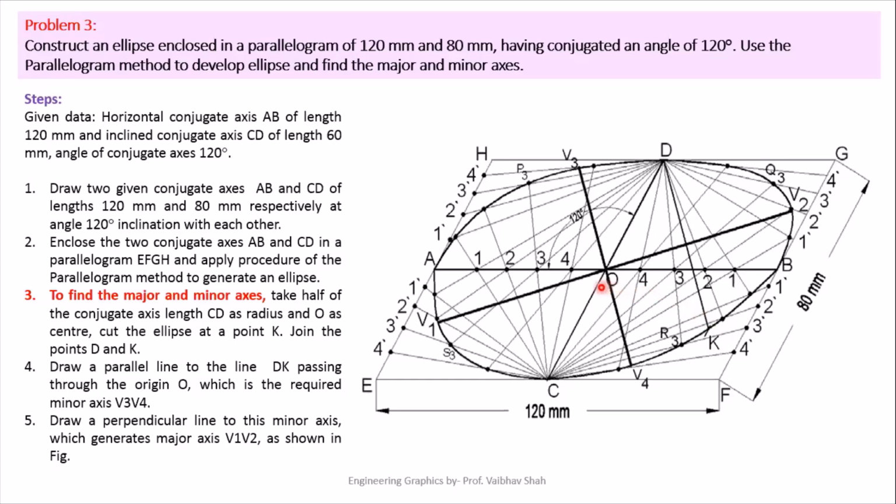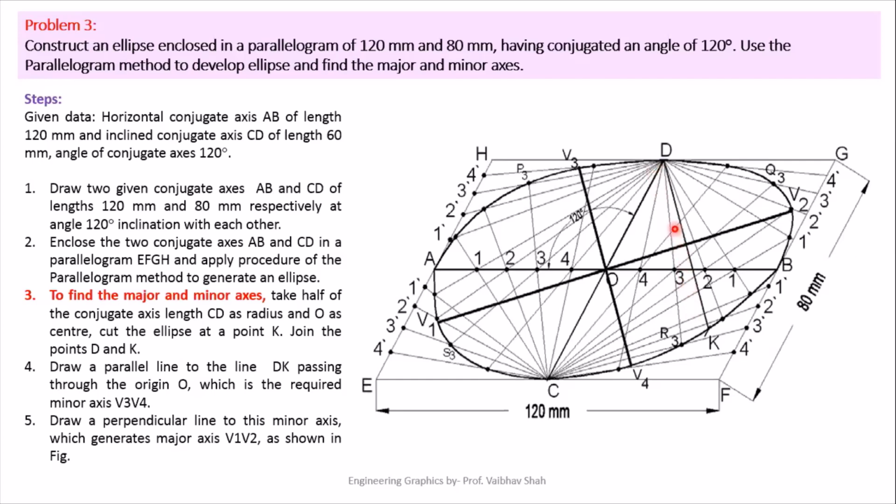So once again, you will take this O point as a center, O to D as a radius. You will draw one semicircle from your O point, and it will cut your ellipse somewhere here like this, and let's say this point as K. Now after getting this point K on your ellipse, connect your point K with your point D, and you will be having one line as you can see in this figure.